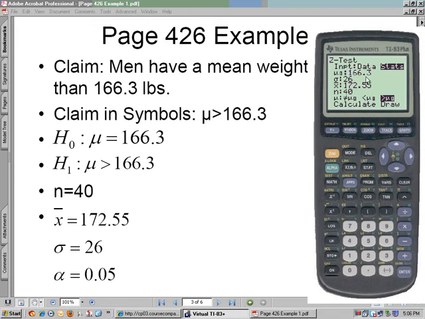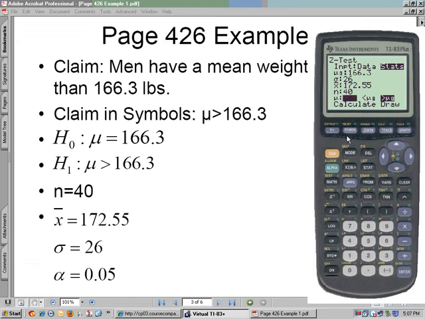So this mean comes from the null. We have 166.33, so you'll type that in. Notice the standard deviation of the population is 26, so you'll have to come down and type that in. And then this is the sample mean, which comes from the problem. They told us 172.55 was the sample mean of those 40 men. Okay, the number in the sample is 40.